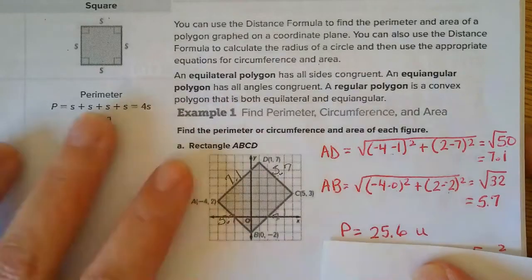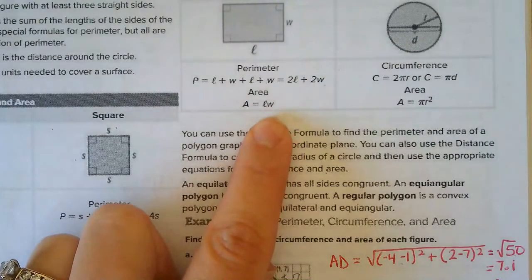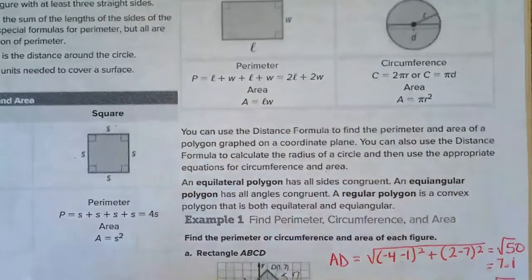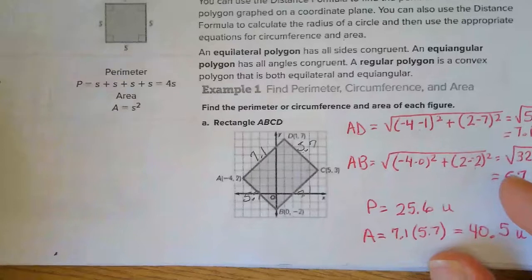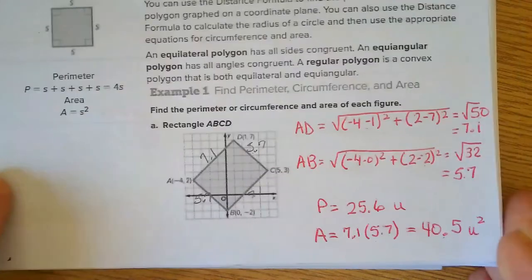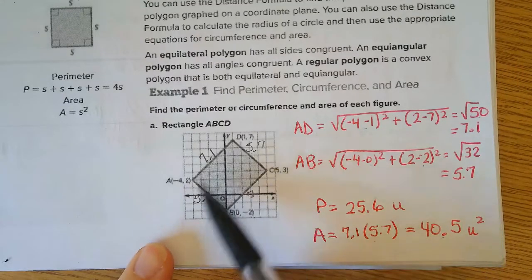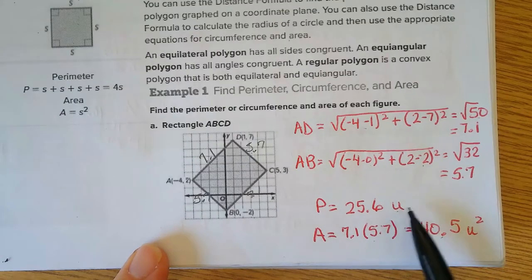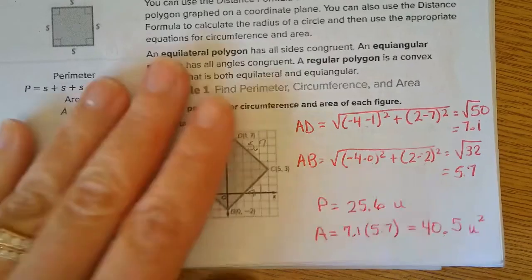Then for the area, I look up here for my rectangle, and I find that formula. So the area formula for a rectangle is length times width. So I just did 7.1 times 5.7, and I got my area, 40.5. Now, usually when we are putting on labels, if there's not inches, centimeters, you just put a U there for units. So perimeter, I'd put units, and then for area, I'd put units squared.